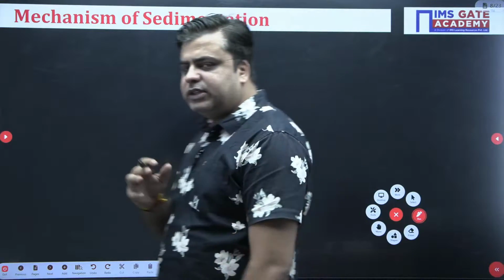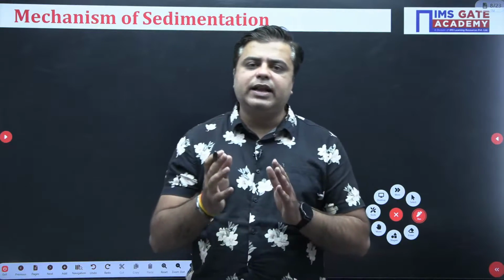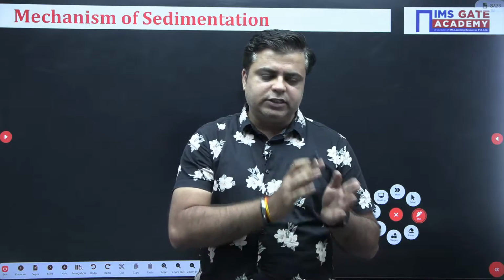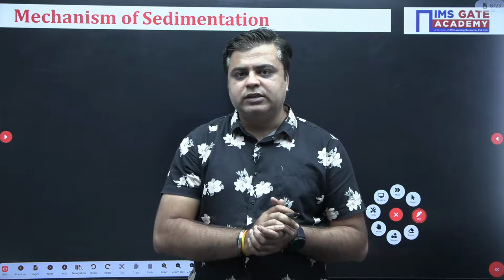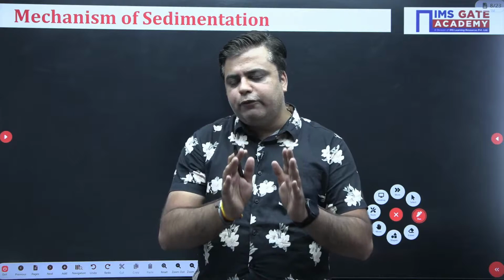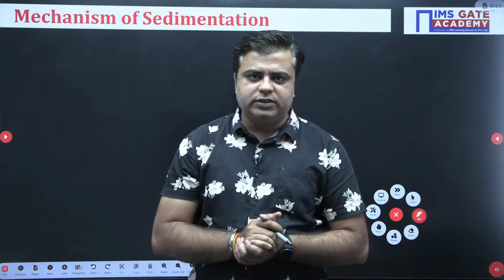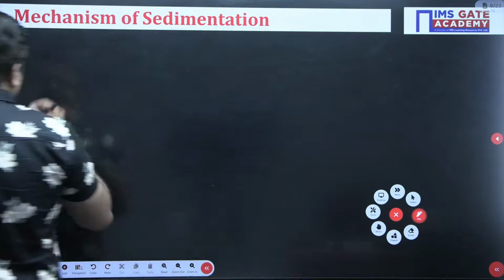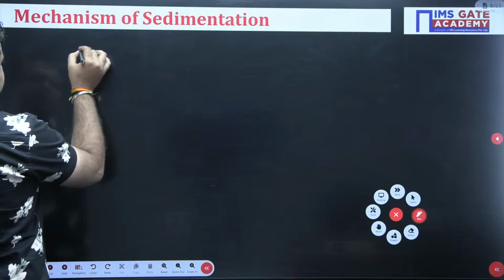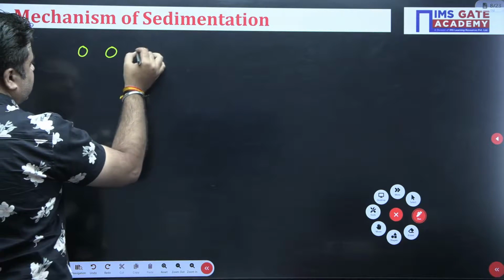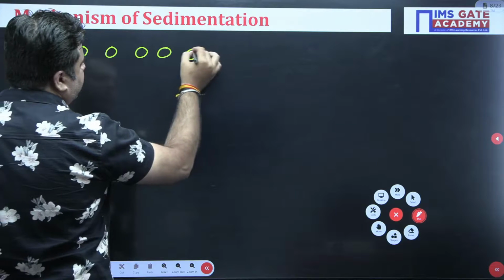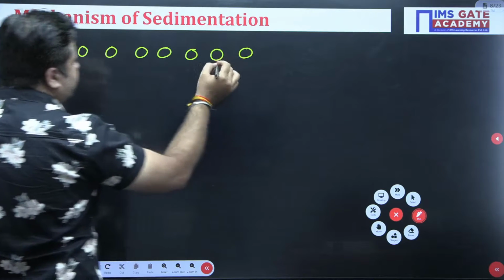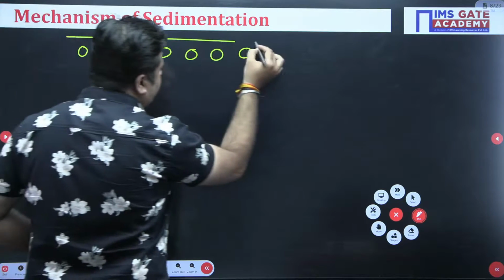Now, my dear students, as I've already told you, there are two types of solids, suspended solids and dissolved solids. Right now, we will be only focusing on the suspended solids. These are my suspended solids which are present in the raw water like this.